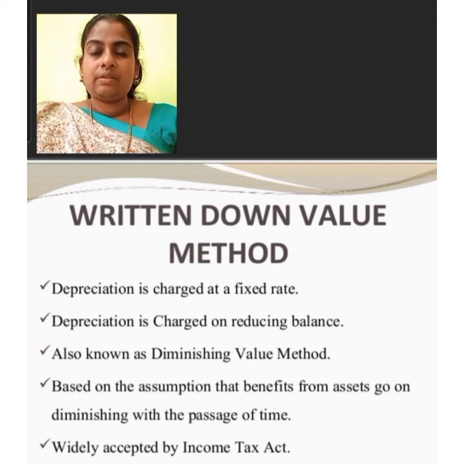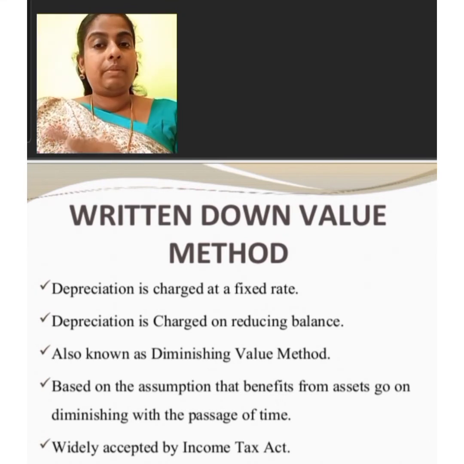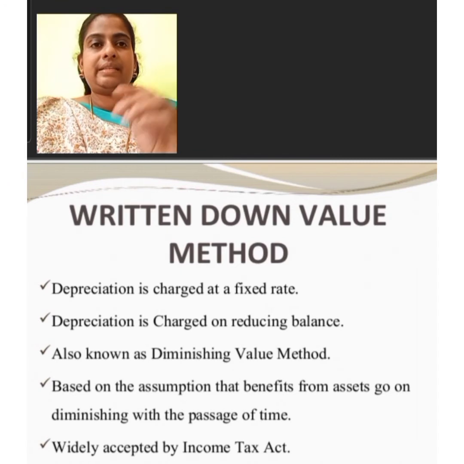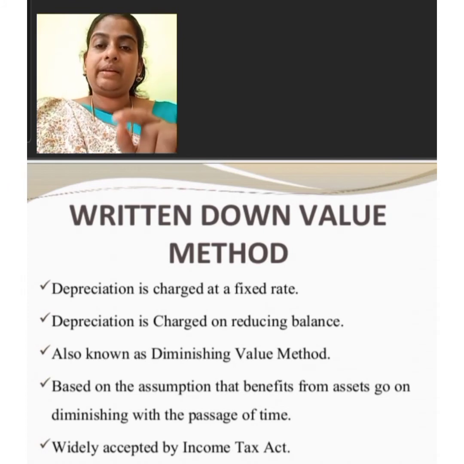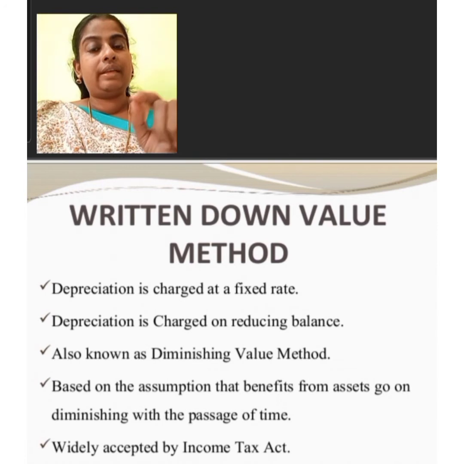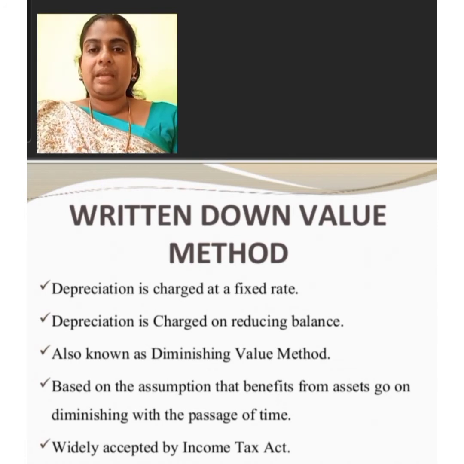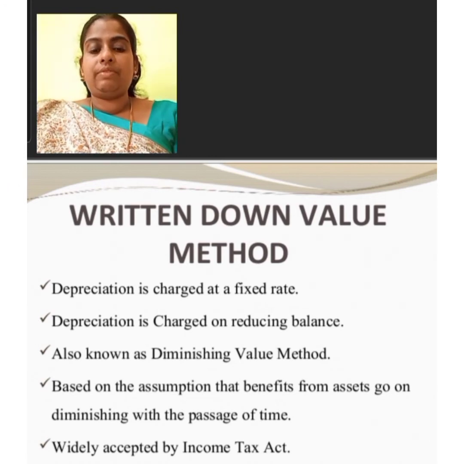In order to get fourth year's depreciation, subtract third year's depreciation from the outstanding amount. That is 81,000 minus 8,100, that is 72,900. That 72,900 into 10%, that is 7,290, is the fourth year's depreciation. This is the method for calculating depreciation under written down value method.